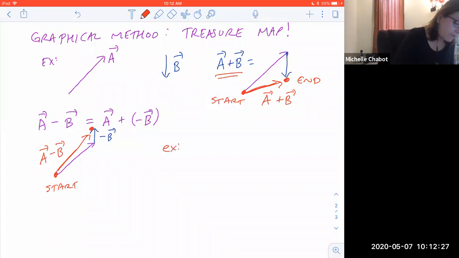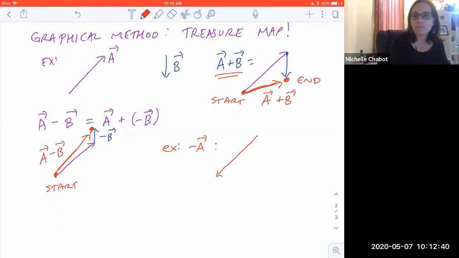Another example of this is that if I wanted to show what negative A would look like, again, you would just draw the same vector that looks like A, but then the arrow's on the other side. So all it is, it's the same length vector and it points in the opposite direction.